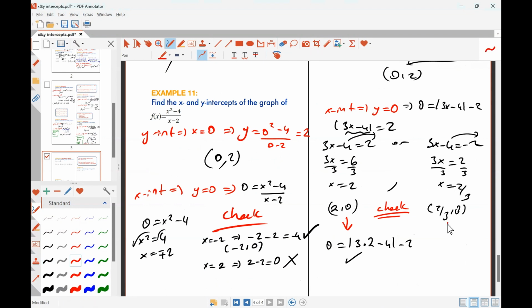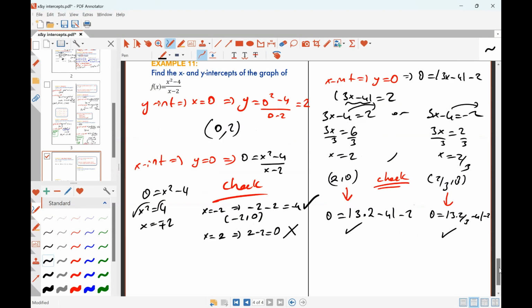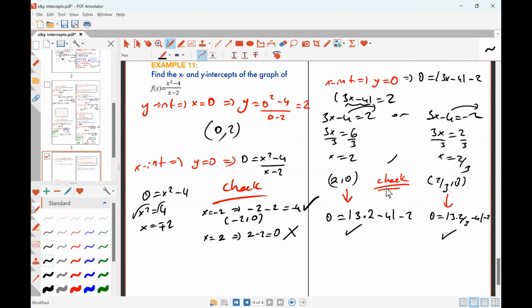Do the same for the second point. For the second point, 0 equals absolute value 3 by 2 over 3 minus 4 minus 2. So is right side equal to the left side? 3 times 2 over 3, 3's will cancel each other. 2 minus 4 is minus 2. Absolute value of minus 2 is 2. 2 minus 2, 0. 0 equals 0. So right side is equal to the left side. So both of the points satisfy the equation. So they are both our answers.